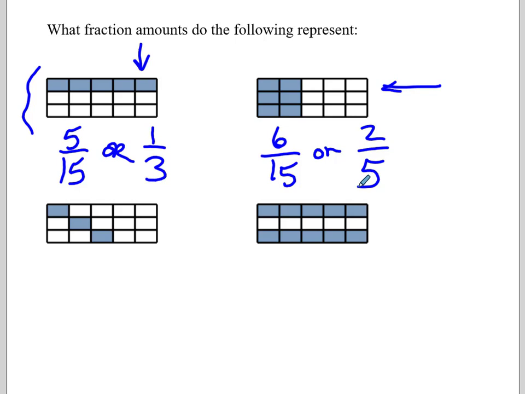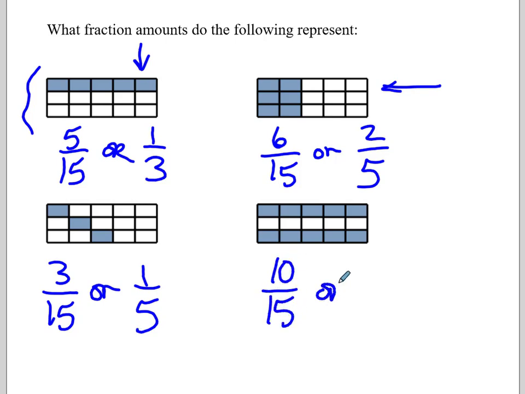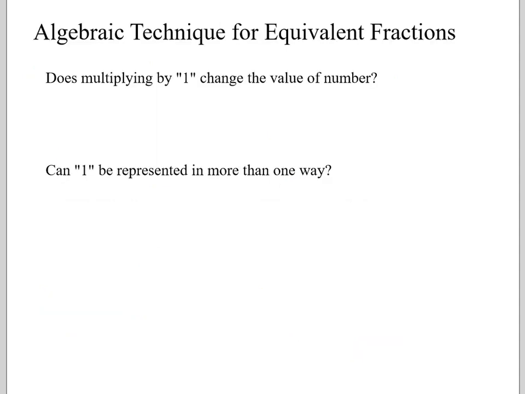Okay, down here on the third one, you might count that as 3 out of 15, or if you looked out of every row of 5, 1 out of every group of 5 is shaded. Okay, and now lastly we would have 10 out of 15 shaded, or if you looked this direction, you could see 2 out of every group of 3 is shaded. And all of these are equivalent fractions. So what we want to learn is how do we move between those two different values.